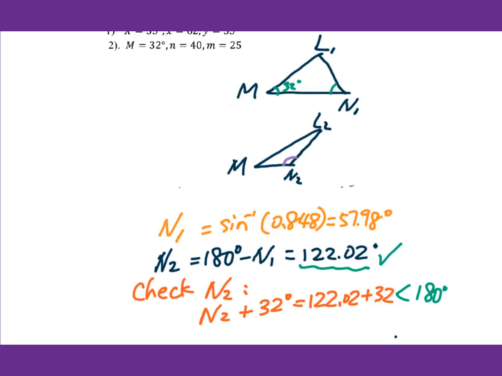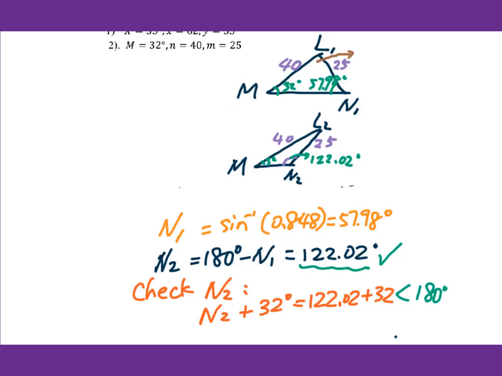32, this one is 57.98 degrees. 32, this will be 122.02 degrees. For this part is 25, this is 40. 25, and 40.